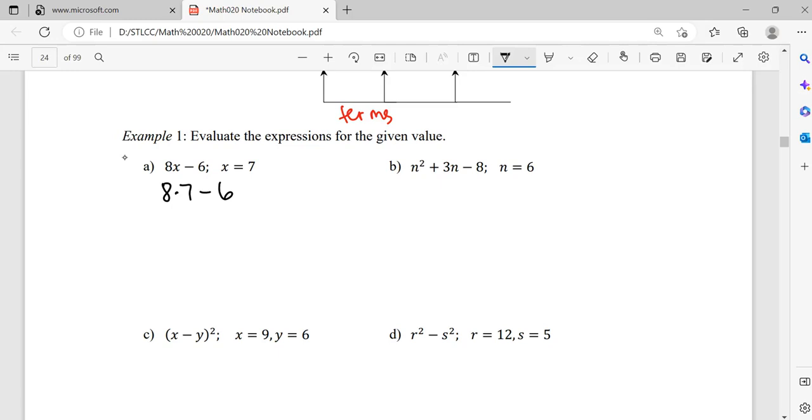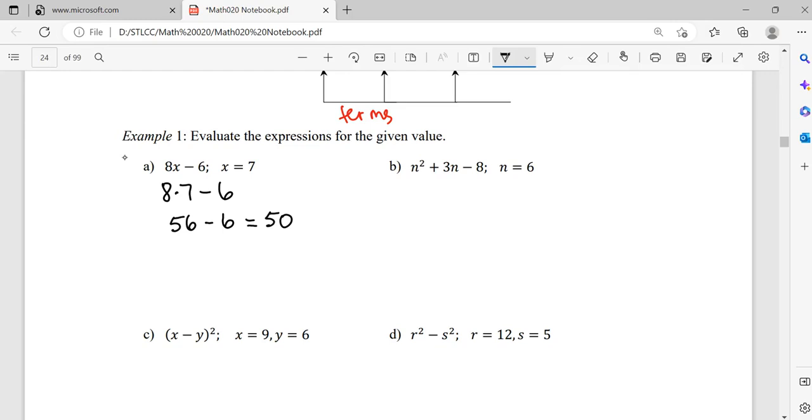Then step number two, you evaluate the expression using order of operations. Here we have multiplication and subtraction, so we'll do the multiplication first. 8 times 7 is 56, minus 6. And now we only have one operation, so 56 minus 6 equals 50. All right, moving on to part B.